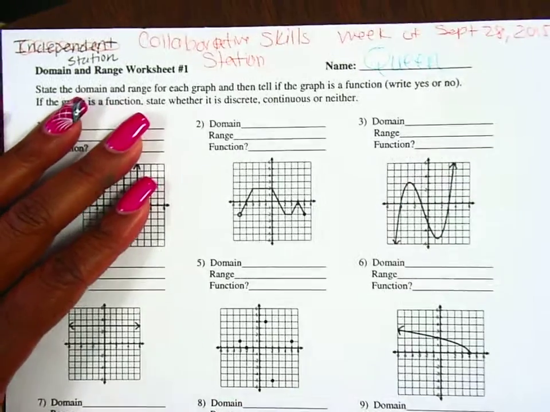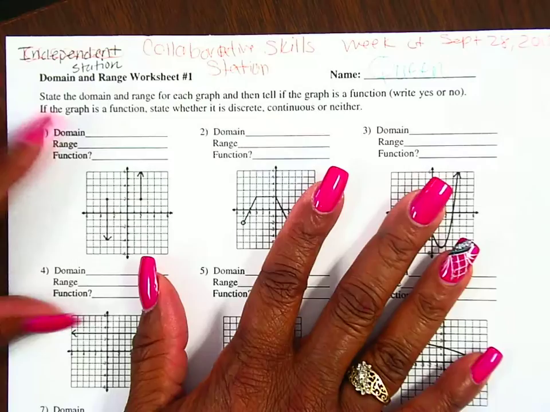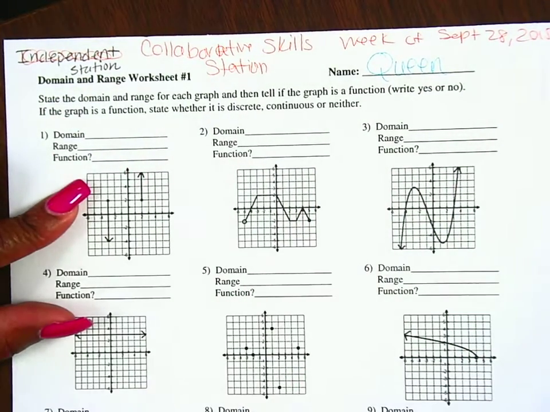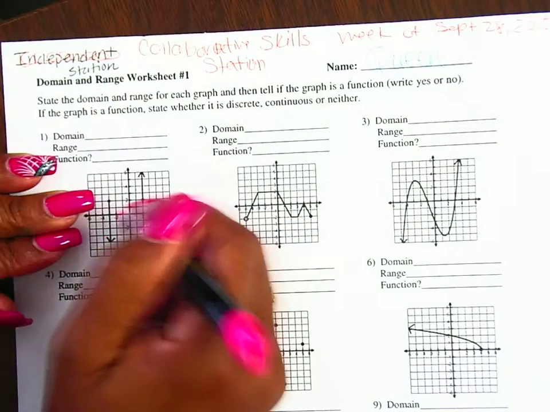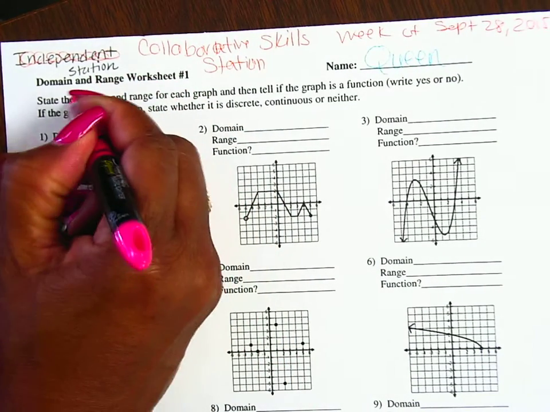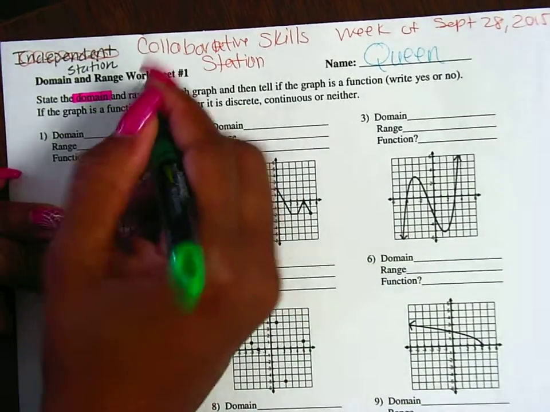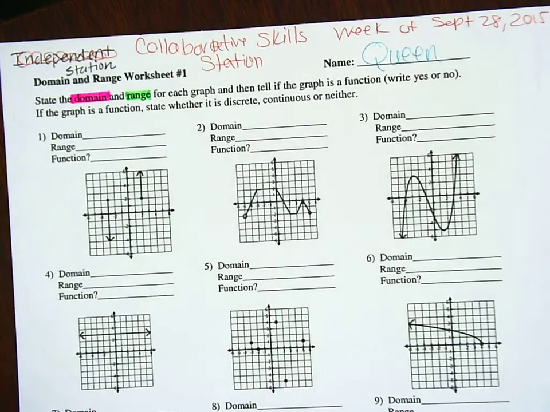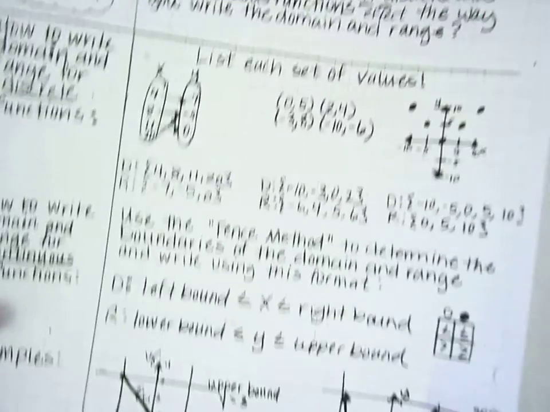This is the not independent, collaborative skills station for domain and range. My focus is domain and range, so I will not focus on whether it's a function or not. I will focus on what I'm highlighting on the grid. Domain will be highlighted in pink, and range will be in green. Also, refer to your notes that were given to you for this week.